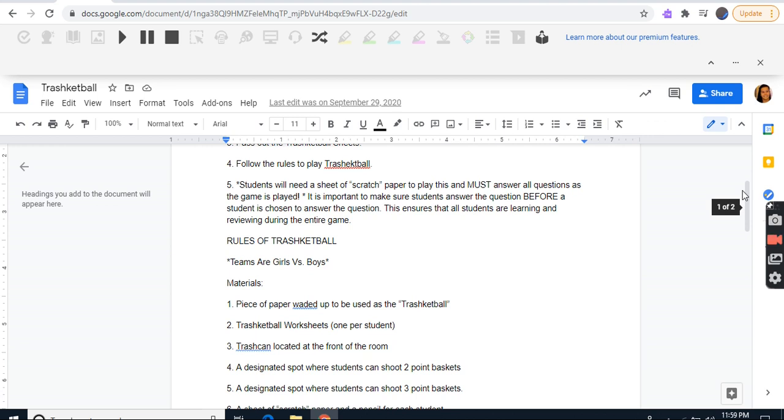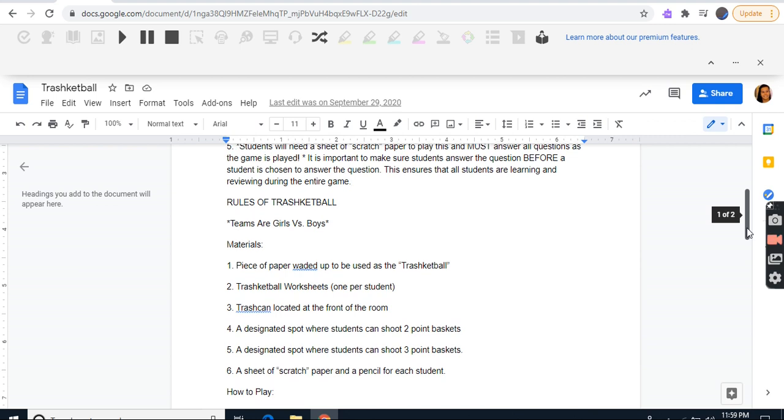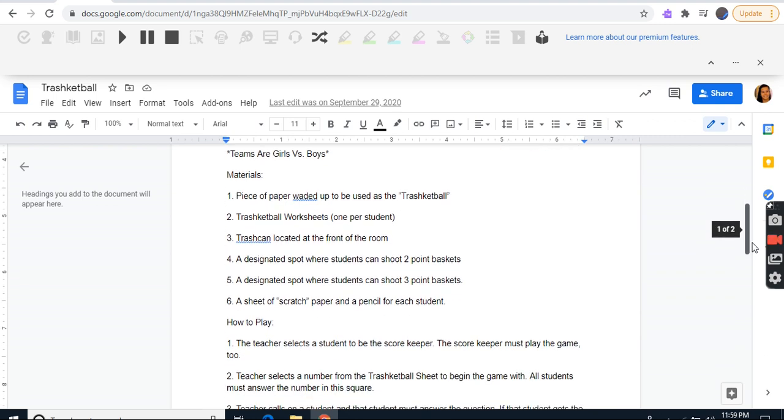Rules of trash ball. Teams are girls versus boys. Materials: a piece of paper wadded up to be used as the trash ball, trash ball worksheets, and a trash can located at the front of the room. A designated spot where students can shoot 2-point baskets. A designated spot where students can shoot 3-point baskets. A sheet of scratch paper and a pencil for each student.